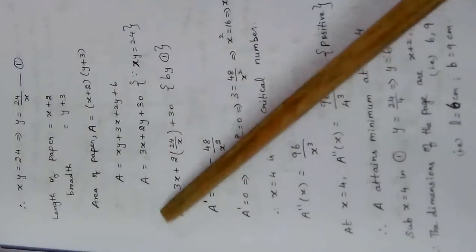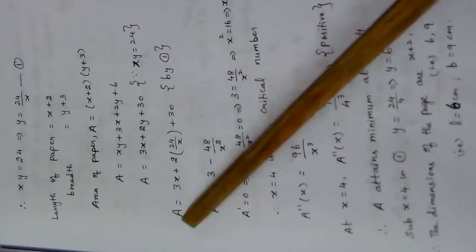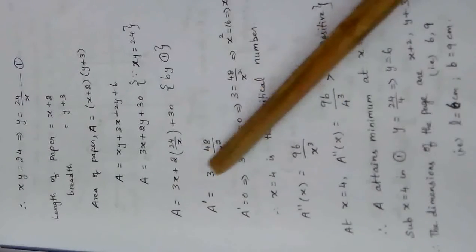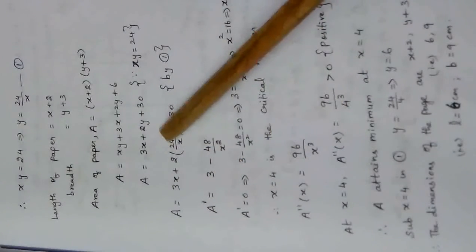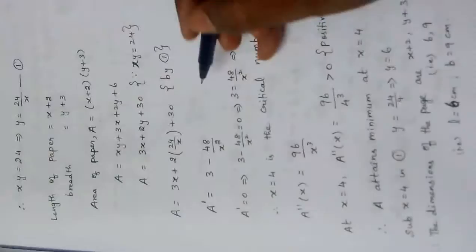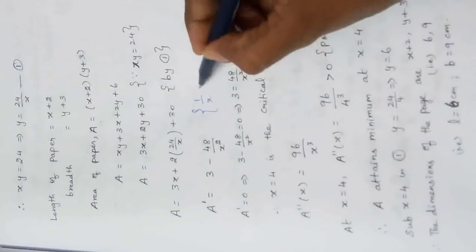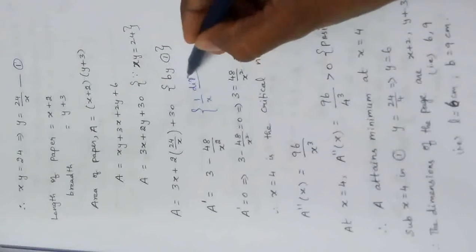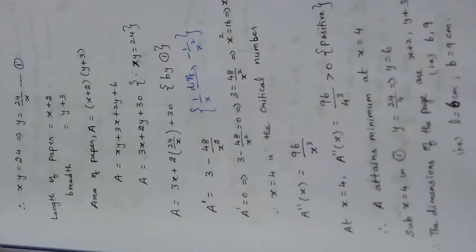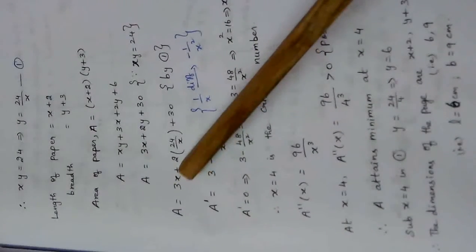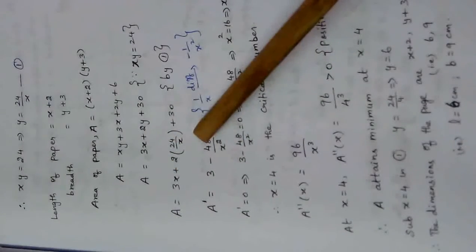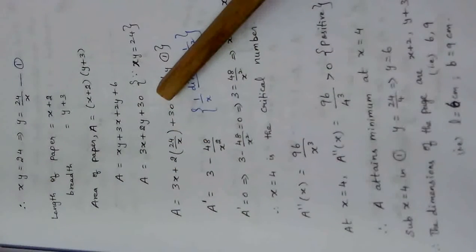Now, this is called area function. We want this to be minimum. So differentiate this, A dash. 3x becomes 3. What is the differentiation for 1 by x? If we differentiate 1 by x, the answer is minus 1 by x square. So use that formula here. 3x becomes 3. 1 by x becomes minus 1 by x square. 2 into 24 is 48. And the constant becomes 0.